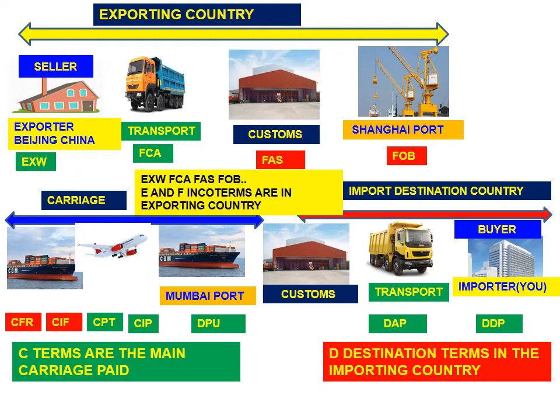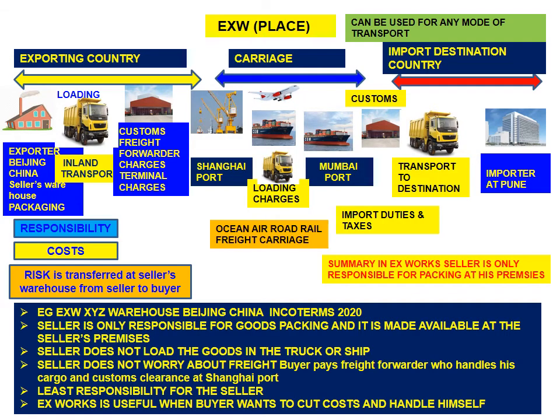But for today, we will be talking about this slide. Ex Works refers to the place, that is the seller's premises, the seller's warehouse. So the exporter is in Beijing, China. He has already manufactured the goods, packed the goods, kept them ready. Now, from his warehouse, all the responsibility is shifted to the buyer.